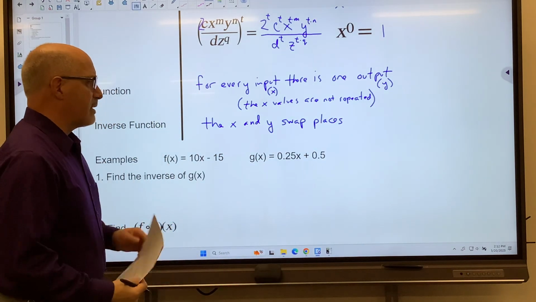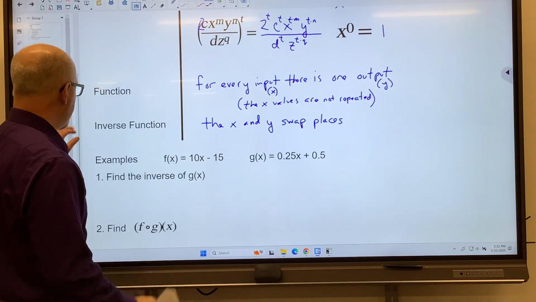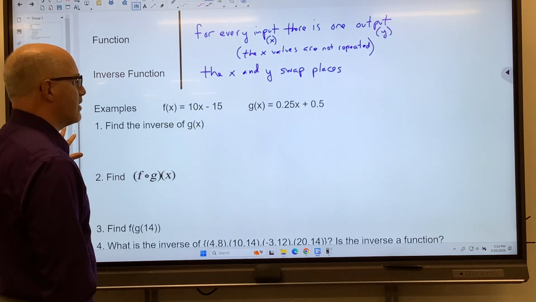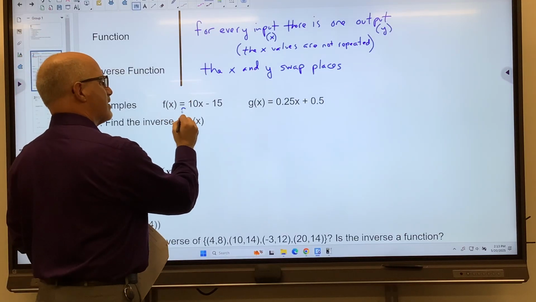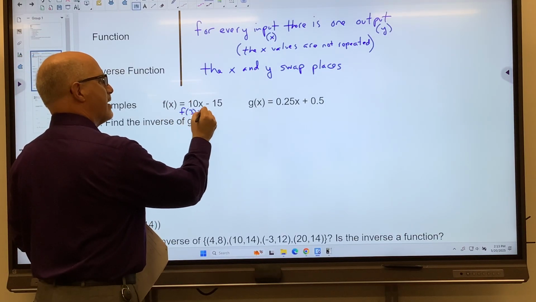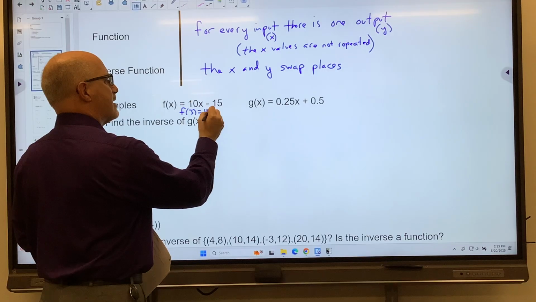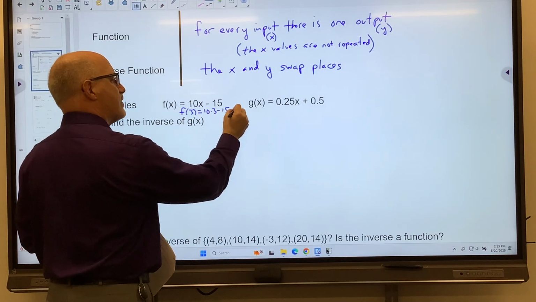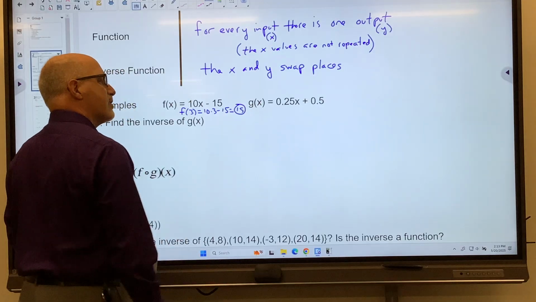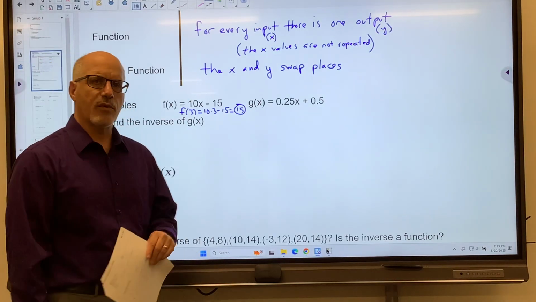Okay, so let's do some examples with some functions themselves. So here's a function, just as a reminder what this notation means. Let's say we're doing f of 3. F of 3 would be you take 10 times 3 and subtract 15. That's 30 minus 15 is equal to 15. So you put the value in for it.